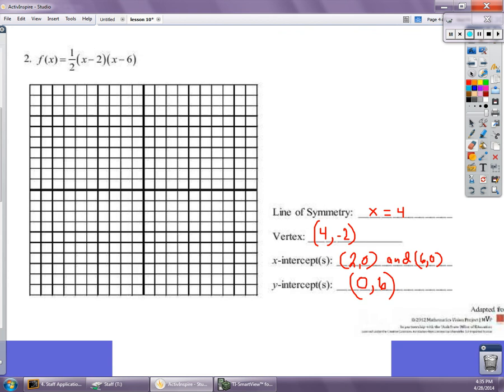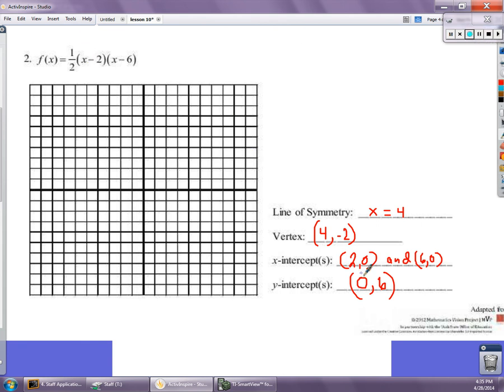And what you may or may not notice is that by looking at it already in factored form, you can actually figure out the x-intercepts. Right here, it's almost as if it's the opposite of what you see there. So here it says -2, but one of the x-intercepts was +2. Here it says -6, one of the x-intercepts was +6. The reason why is because they're zeros.